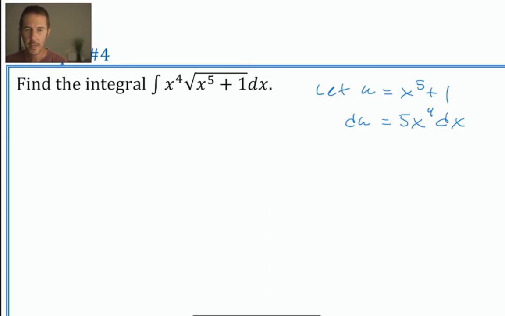Okay, back to this problem. I can see the x to the 5 plus 1 is going to get replaced with the letter u. Now I've got an x to the 4 and a dx that need to be replaced. Over here I've got an x to the 4 and a dx that I can use to replace those, but there's this 5 over here associated with them. I don't want that to be with them when I make my substitution. So I'm going to divide both sides of this statement by 5.